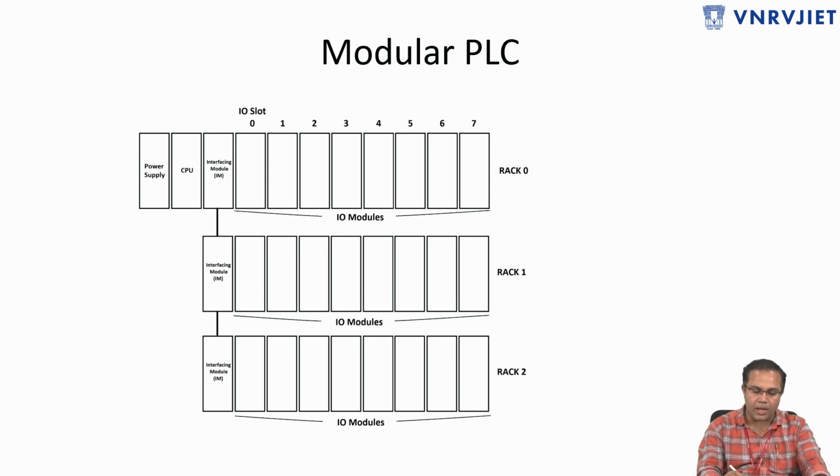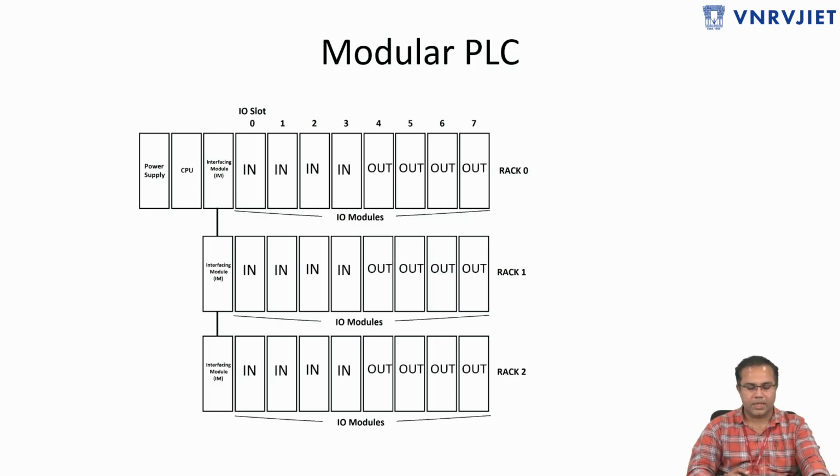Now there are 0 to 7 groups, right? So you can place any module. You can put a digital input module, a digital output module, an analog input or analog output module. So you can customize this rack as per the needs. Here I have categorized it like this: the first 4 are input modules and the last 4 are output modules. The same is the case with the other racks as well.